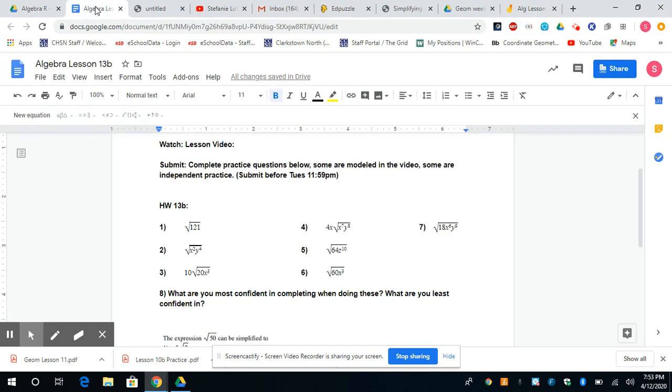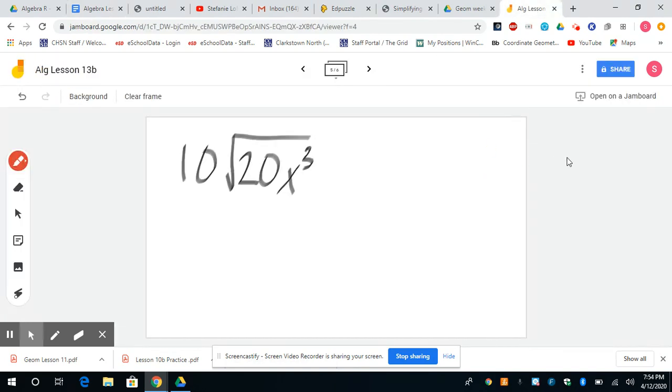This one is number 3 on the assignment. So we're going to leave 10 out here. He's just dangling for now. So let's do this first. We have radical 20 and radical x cubed. So let's do the variable first. This is odd. So remember, if it's odd, we can't just half it. It's not square rootable. We got to simplify it. We got to subtract by 1 first.